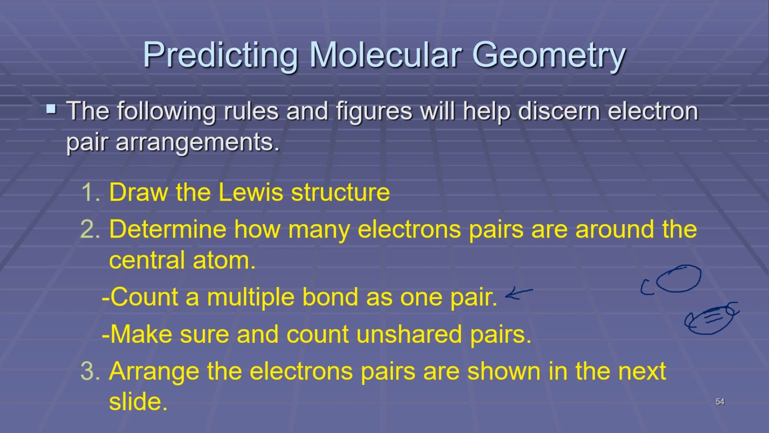Sometimes I like to say electron pairs, or sometimes I'll call them a domain, like I said earlier. So for an electron domain, any bond is considered a domain. Any single bond, any double bond, any triple bond is counted as one domain. And then any unshared pair is also counted as one domain. So you want to make sure you count all the bonds, and then count any unshared pairs. And then, like what I just showed you, they're arranged accordingly.